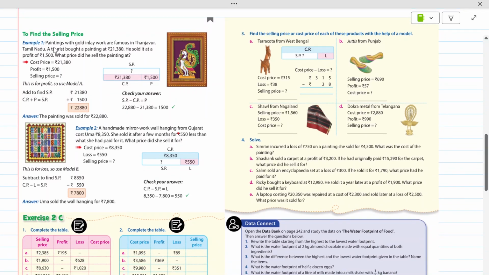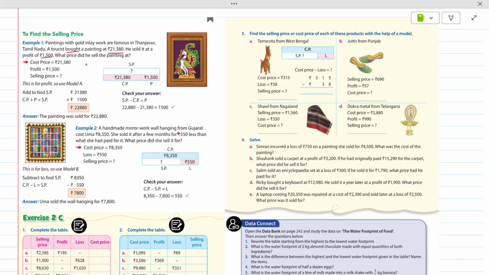The first example is: paintings with gold inlay work are famous in Tanjore, Tamil Nadu. A tourist bought a painting at rupees 21,380. A tourist bought, as in, this is the cost price, and then he sold it at a profit of 1500. So this is the cost price and this is the profit given to us.